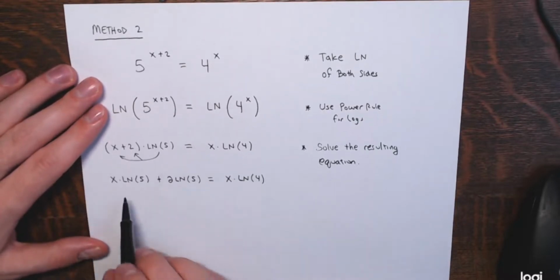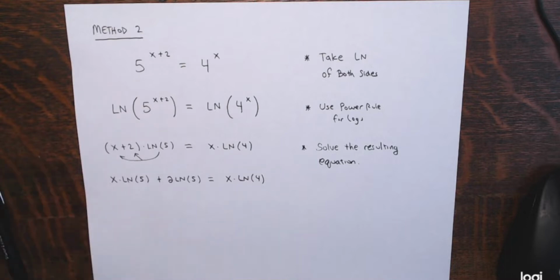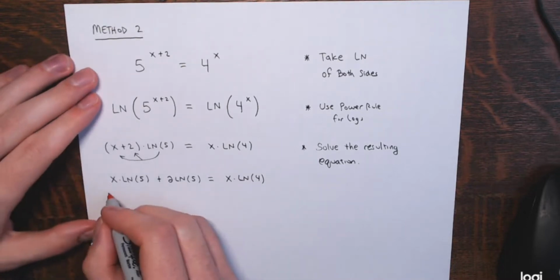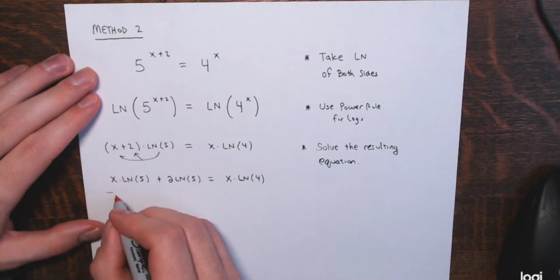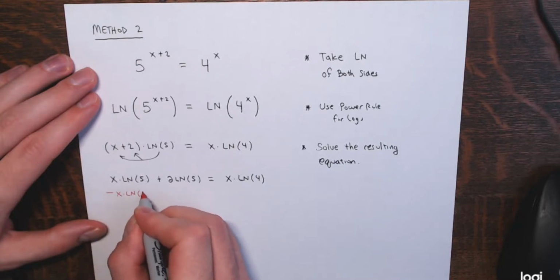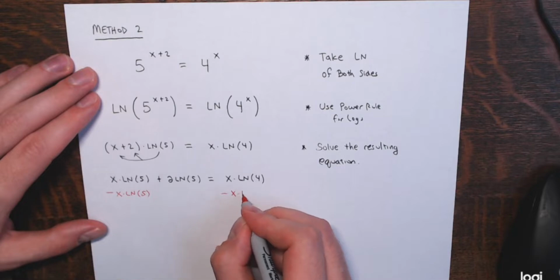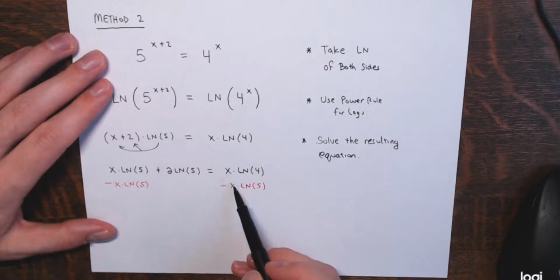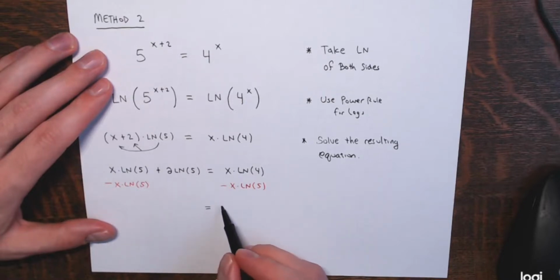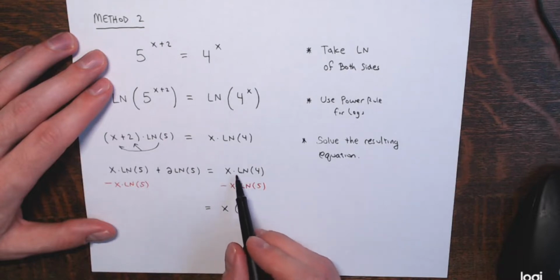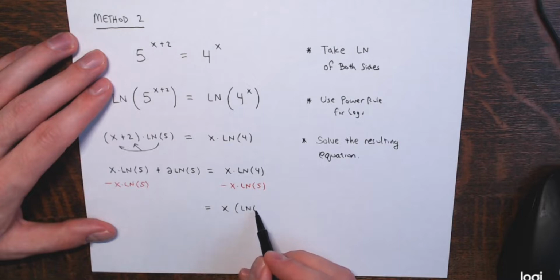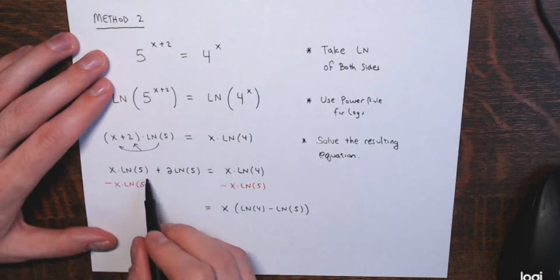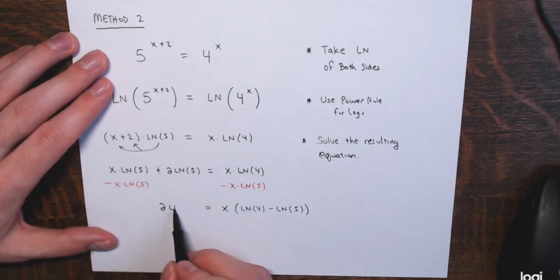Alright, then I subtract the term to get all the terms with the variable on one side, terms without the variable on the other. So I'm going to subtract this term with the x in it, x times the natural log of 5, from both sides. See, now on the right side, those two terms have x in it. So I can factor x out to get 1x by itself, right? And if I factor x out, what will be left over as the other factor would be the natural log of 4 minus the natural log of 5. And on the left side, I still have just 2 times the natural log of 5.